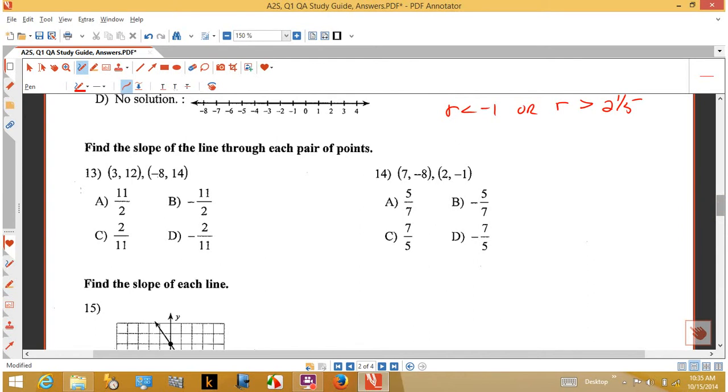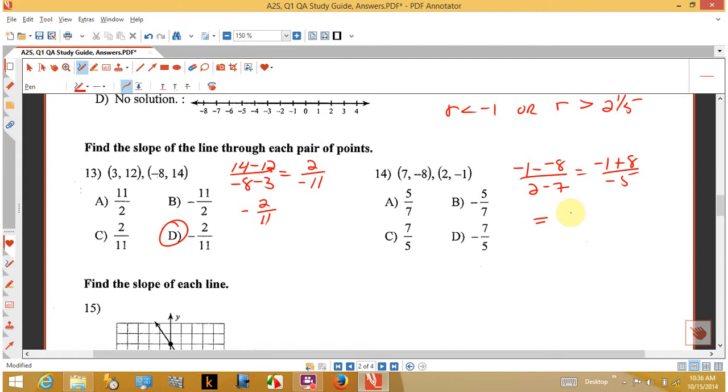Find the slope of the line. Okay, so we're going to take the difference of the y's, 14 minus 12, over the difference of the x's, which is negative 8 minus 3. That'd be 2 over negative 11, or negative 2/11. Over here, I would have negative 1 minus negative 8 over 2 minus 7. That would be negative 1 plus 8 over negative 5, which is 7 over negative 5, a negative 7/5.